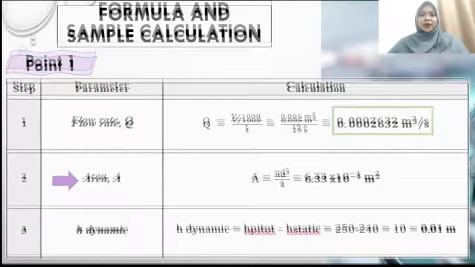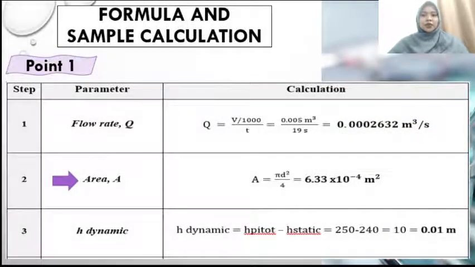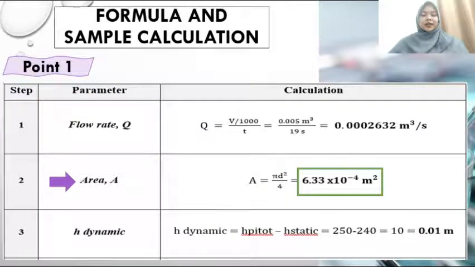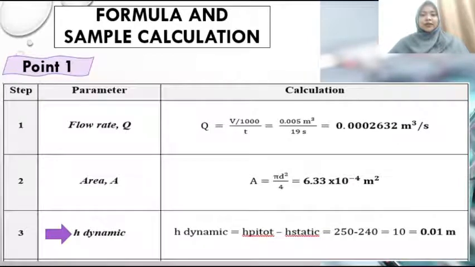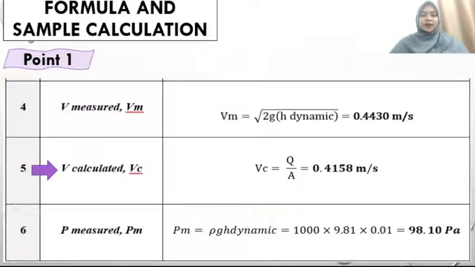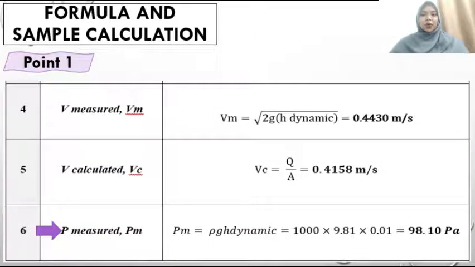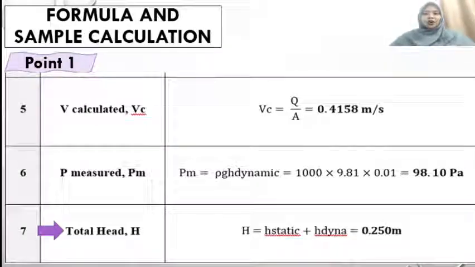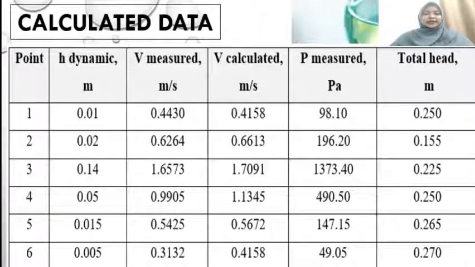In the second step, we calculate the area by using the given internal diameter and record the answer. Then, Step 3, Step 4, Step 5, Step 6 and Step 7 were calculated by using the given formulas and the data obtained was recorded in the table below.